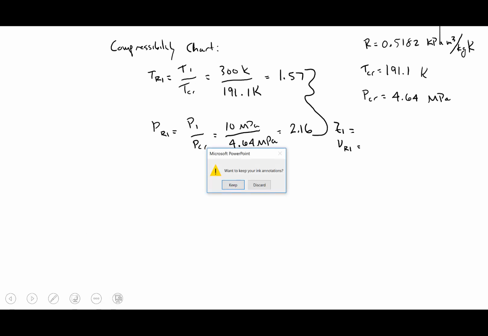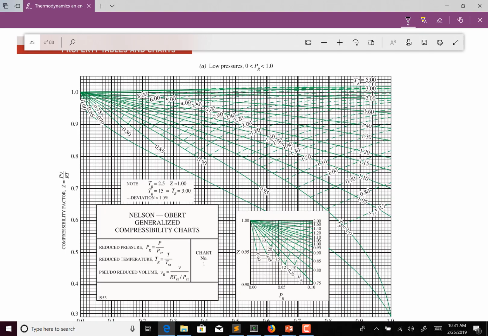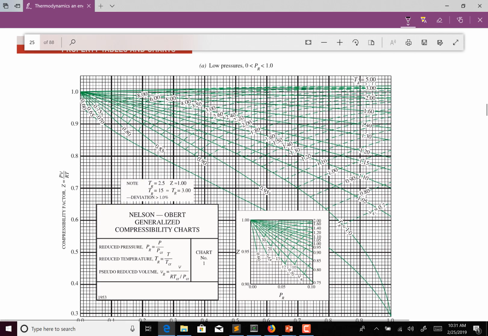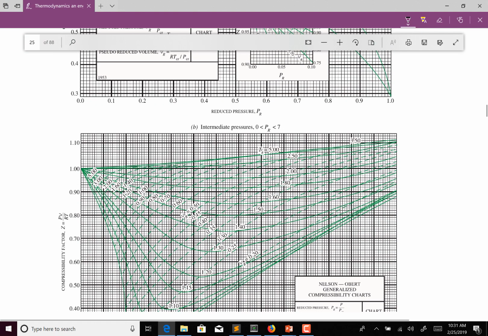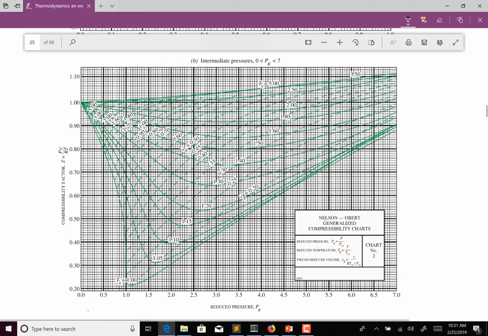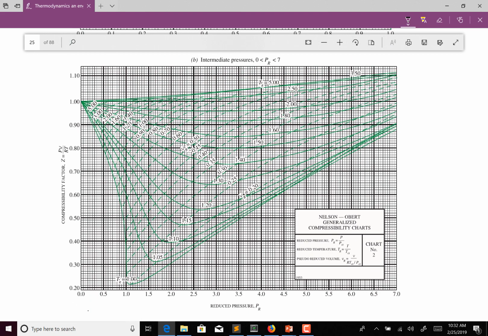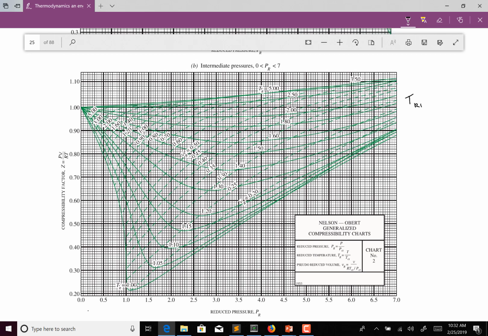So let's go to a chart. Here's our generalized compressibility chart. We calculated that the reduced temperature was 1.57 and the reduced pressure was 2.16. This first chart is for reduced pressures between 0 and 1. We're going to want to use this chart for intermediate pressures, for reduced pressures between 0 and 7. So our reduced temperature was equal to 1.57 and our reduced pressure was equal to 2.16.